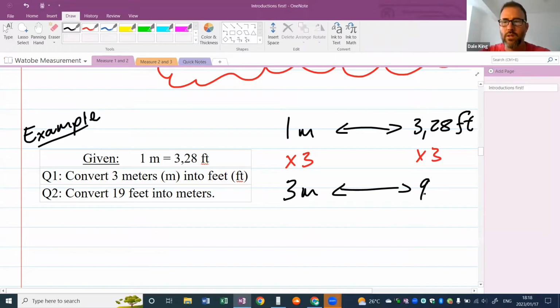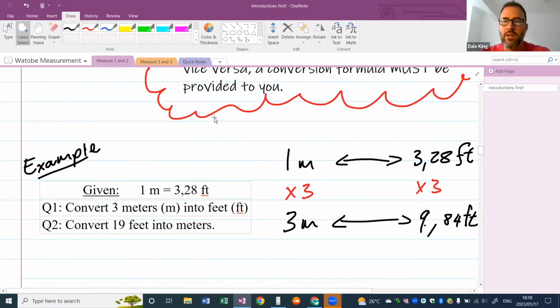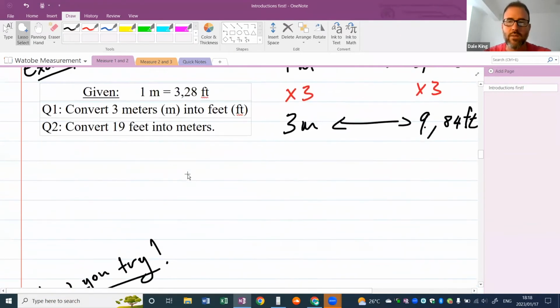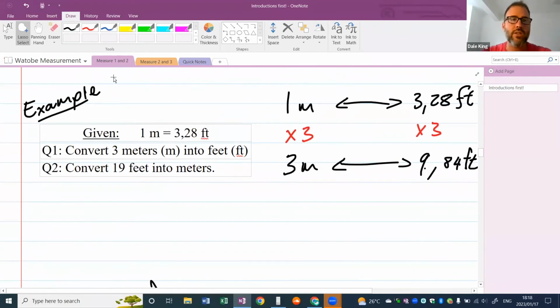All right, so 9,84 feet. So you see that we had to change the meters by 3 to become 3 meters. So we changed the feet by 3, and that gives us 9,84 feet. All right, so that's one way to look at it: if you're changing one side of the relationship, you've got to change the other side as well.